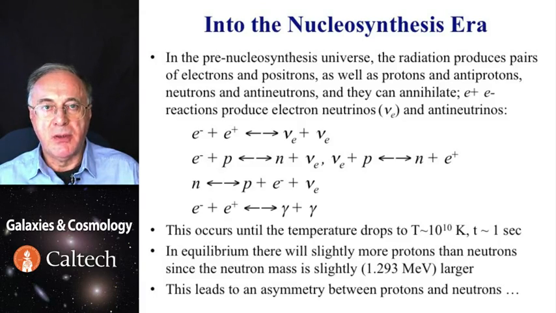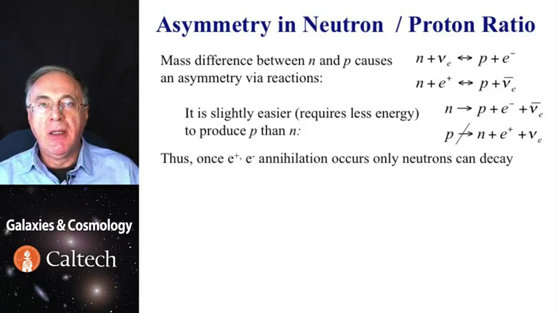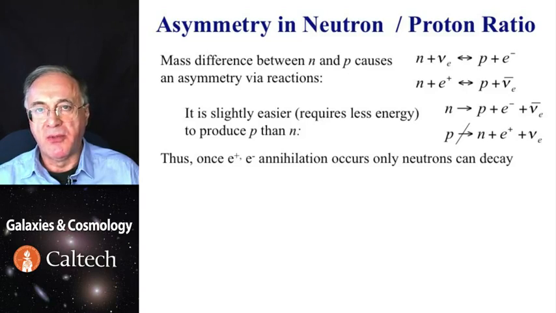And simply because the neutrons are a little heavier, there'll be fewer of them in the mix, which is why there will be asymmetry between them and protons. So their mass inequality causes asymmetry because of the beta decay or inverse beta decay reactions that convert one into the other. It requires a little less energy to turn a neutron into a proton than the other way around, and so that is the more favored reaction. So after the annihilation of excess positrons, only neutrons can decay.